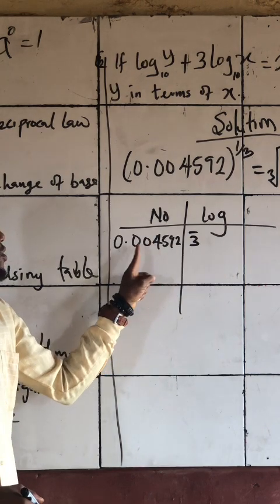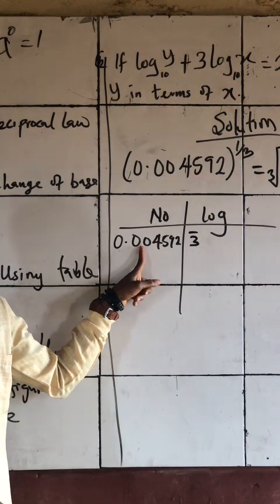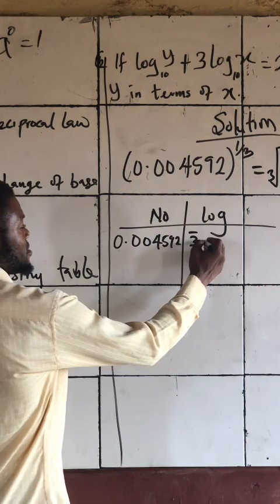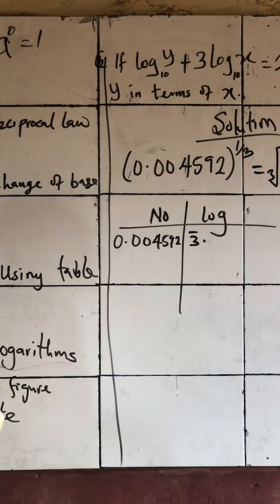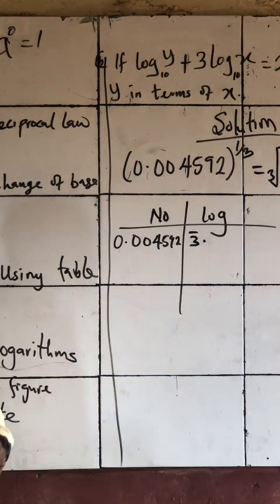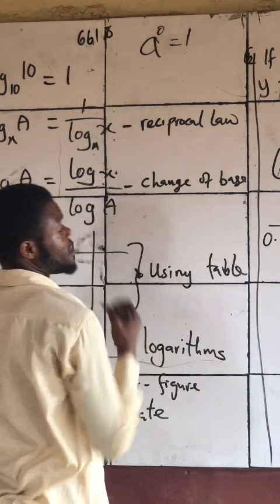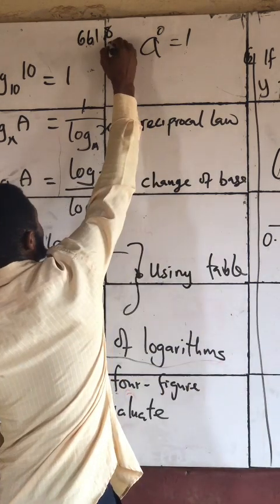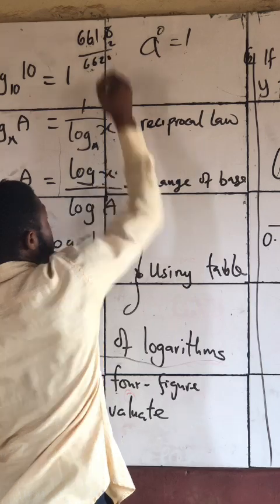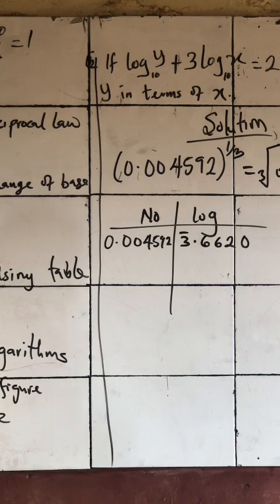Assuming it is just from this place to this place, then it will be what? 2. If it is to this place, it will be 1. So, bar 3 now. Which means you are going to look for a logarithm of 45 under 9, difference 2. 45 under 9, difference 2. 6 is 1. What is the difference? 2, are we? That will give us 6620. So we now have 6620. Now, that is the logarithm.